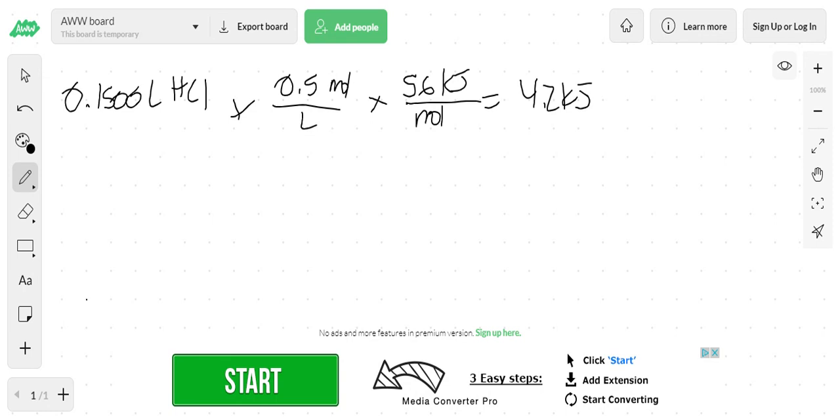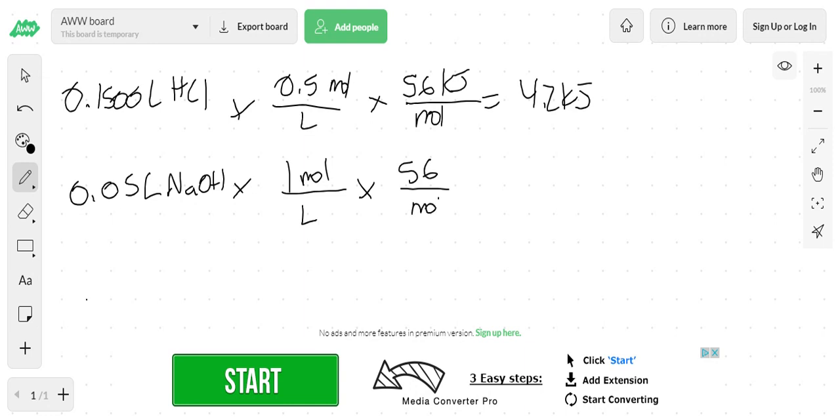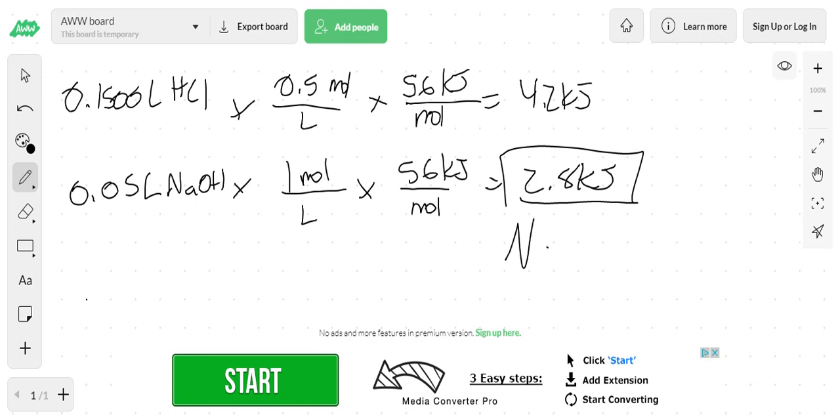Now we have to test the sodium hydroxide. So the sodium hydroxide has 0.05 liters. So we're going to use the concentration to get to moles and then the balanced equation to get to energy released. So since the sodium hydroxide could only release 2.8 kilojoules of energy, that makes the NaOH your limiting reactant.